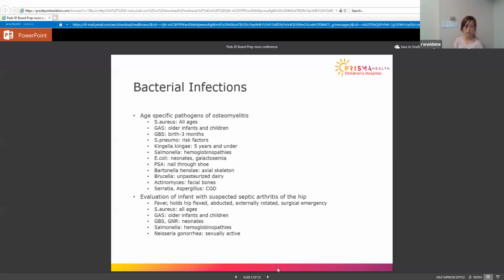And then I have another part coming up with CGD. You will be tested on CGD in your organisms. So osteo with Serratia or Aspergillus, that's going to be CGD.